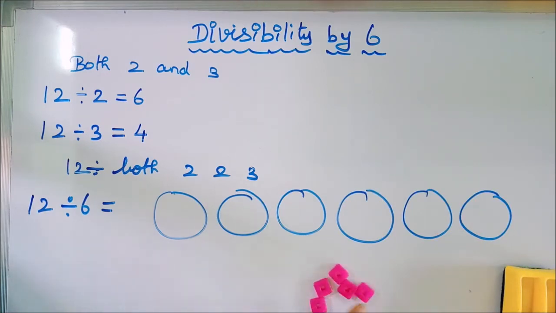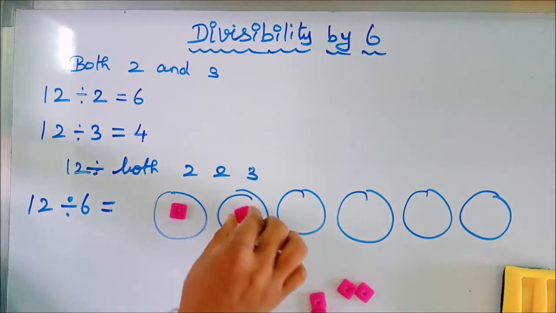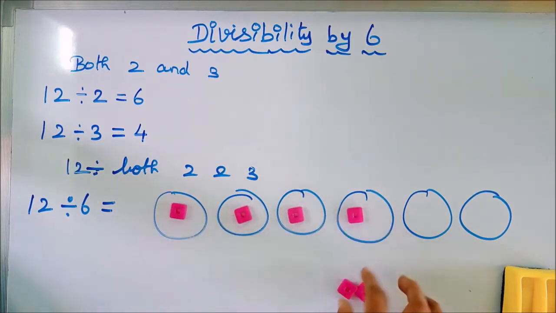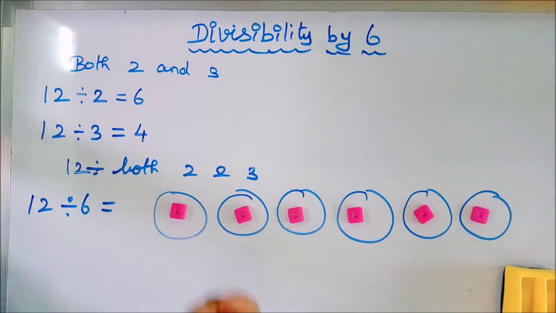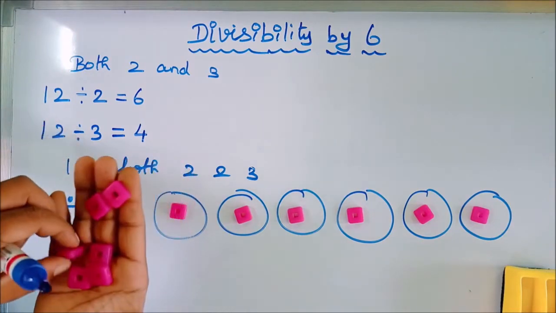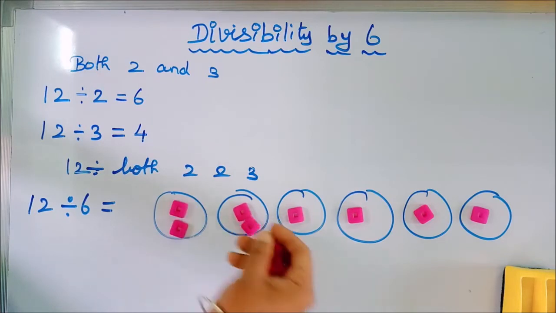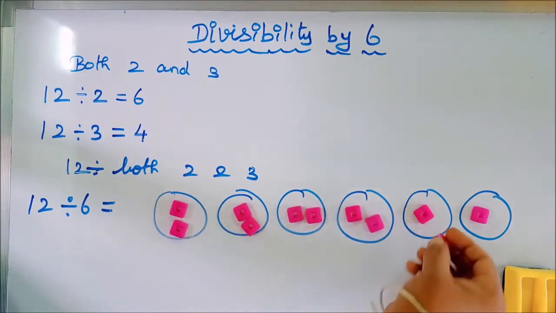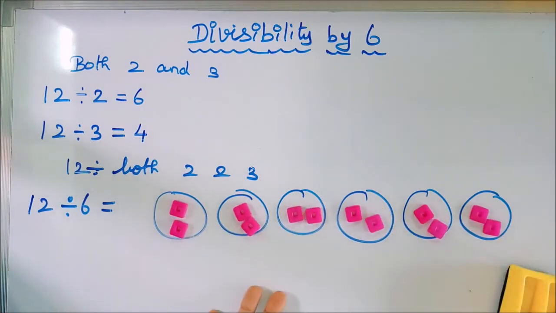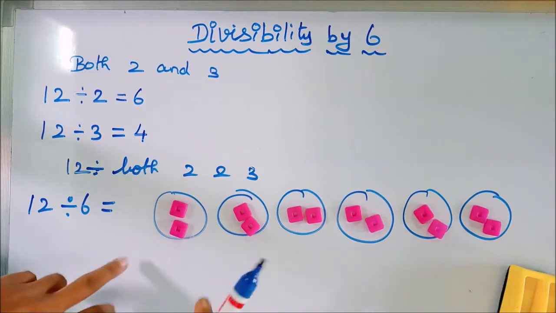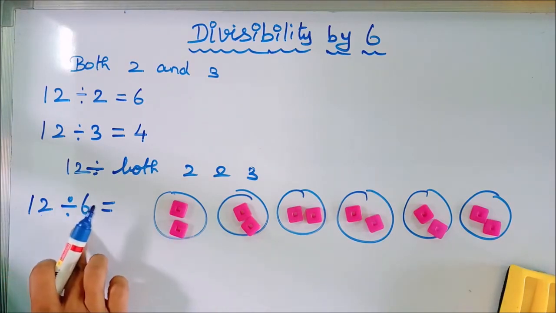So in the first step you have to take 6 shapes and give 1 to each set. 1, 2, 3, 4, 5, 6. Again you have to take 6 shapes and give 1 to each set. See, I have 6 shapes, so give 1 to each set. See, there are no remaining shapes. So we can say 12 is divisible by 6.